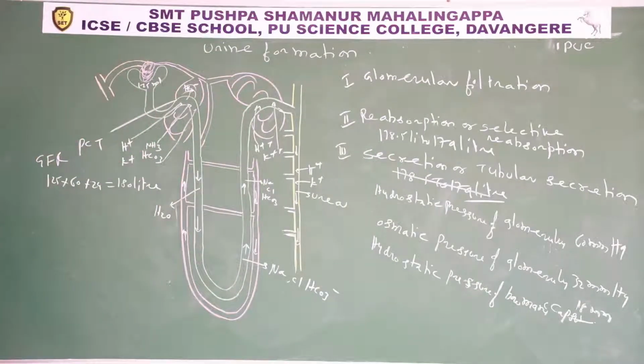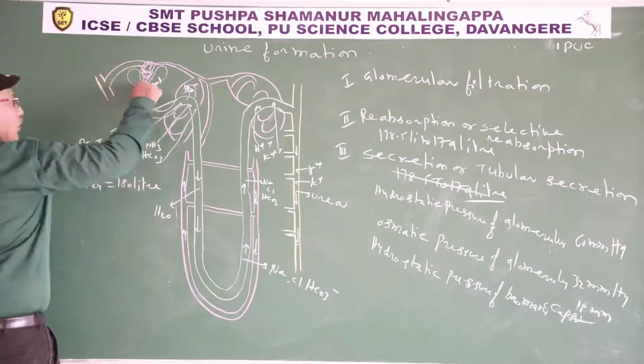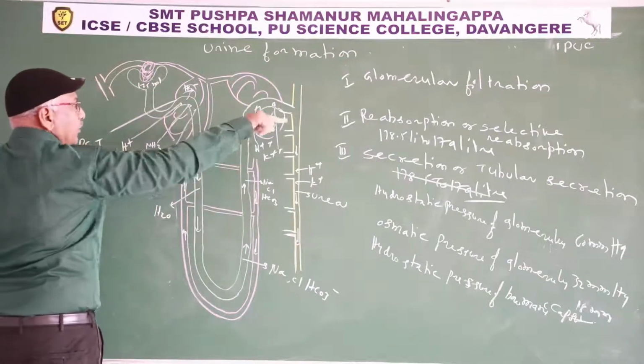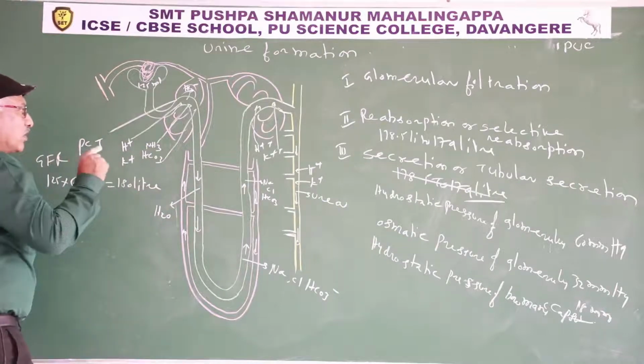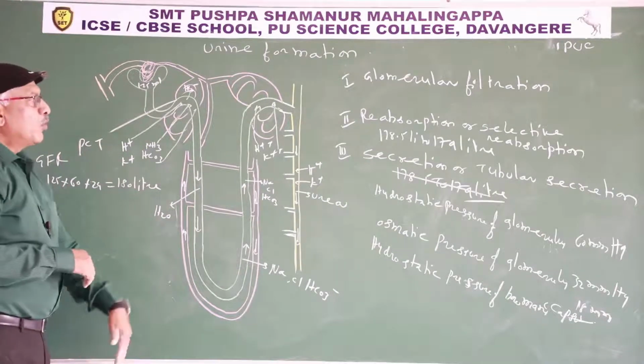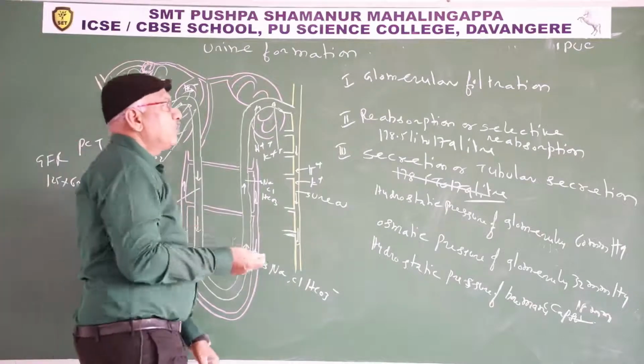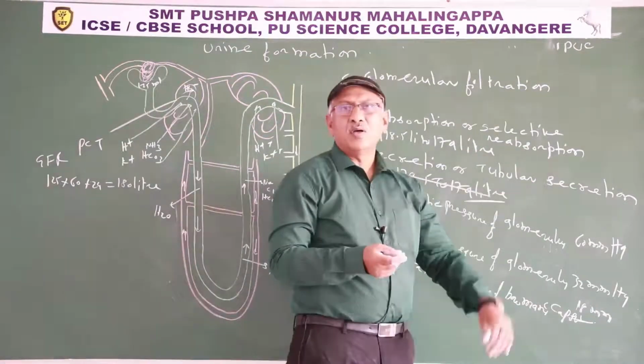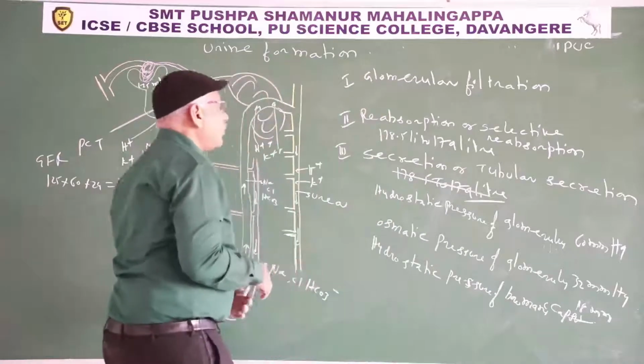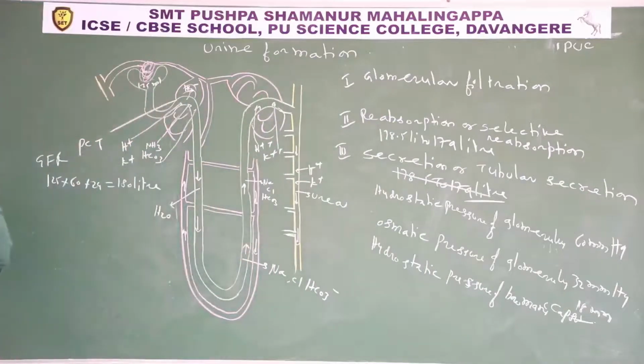Now we discuss reabsorption. While 180 liters of primary urine is passing through different parts of the nephron, more than 99% is reabsorbed. It is known as reabsorption or selective reabsorption.